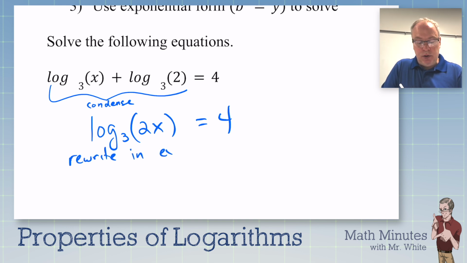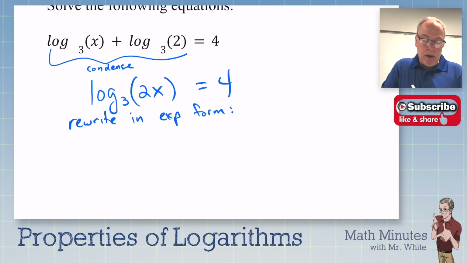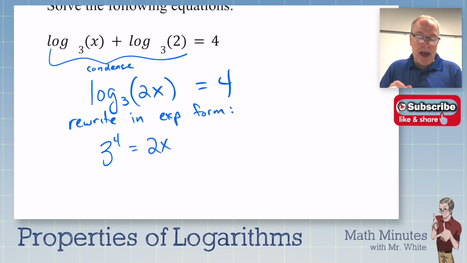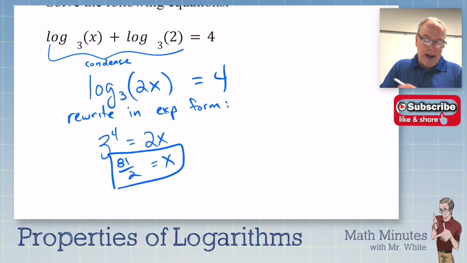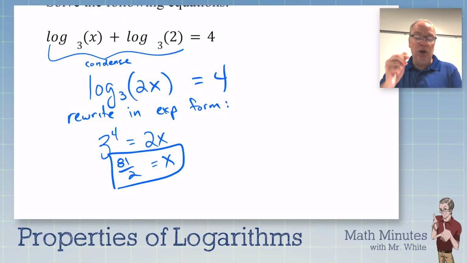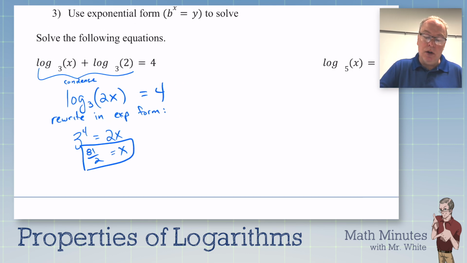in exponential form. So here we go. 3 to the 4th power is 2x. So what does that mean x is? X is 81 divided by 2. There's the answer, 81 halves. Okay, so we just solved a log equation. We couldn't have done this before because we cannot write this in exponential form until we glue it all back together and condense it down into one logarithm.